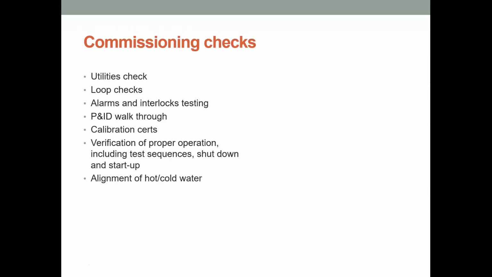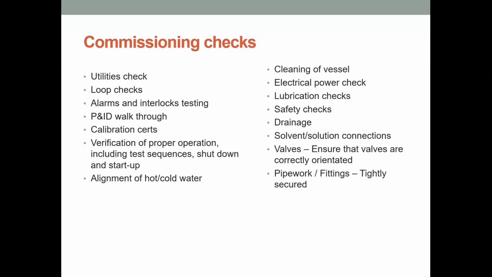The commissioning checks that we might do for this type of project include the utilities check, checking the purified water and the waste loops. We might check the alarms and the interlocks testing. We would walk down the P&ID drawing to make sure that all the valves are pointing the right way and the pipes are going in the right order. We would look for calibration certificates, and the verification of proper operation, including test sequences, the shutdown, and the startup of the equipment. We would look at the alignment of the hot and the cold water to make sure they were going in the right direction.